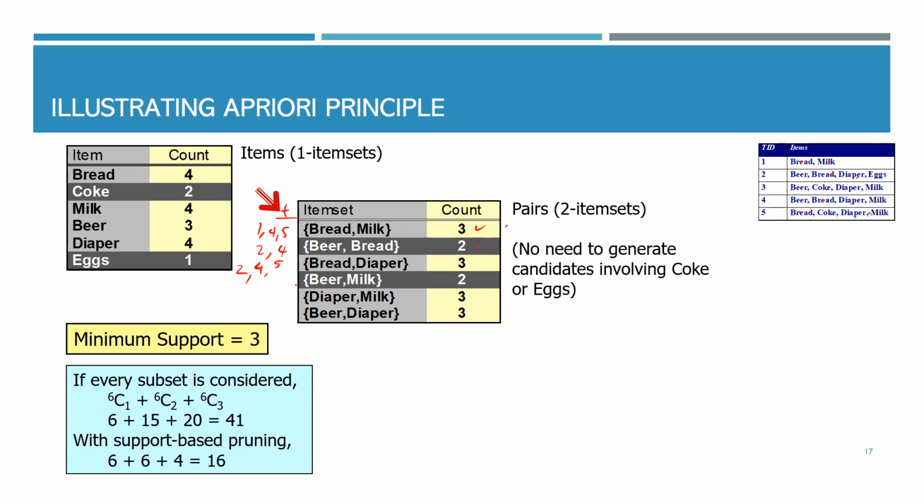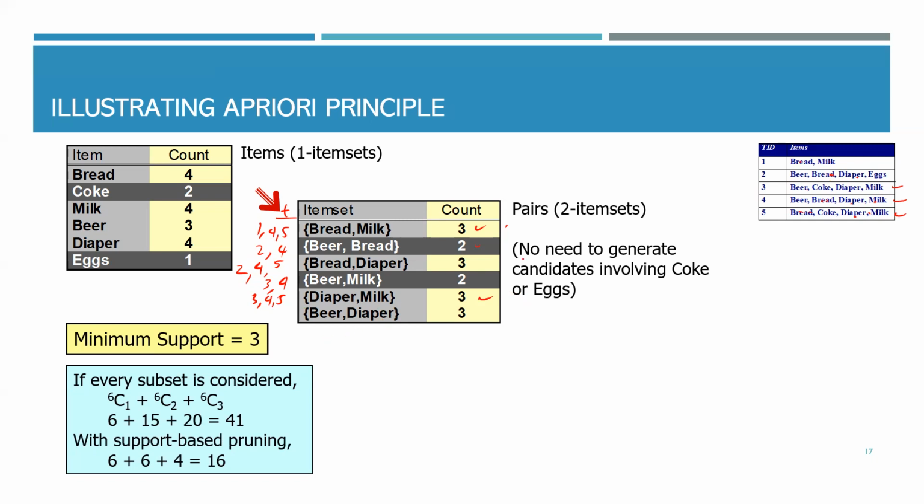Beer milk from transaction 3. Beer milk 3 and 4. Diaper and milk. Let's see. Diaper and milk is transaction 3. Diaper transaction 4, transaction 5. 3, 4, 5. So that's why they have 3 support count.